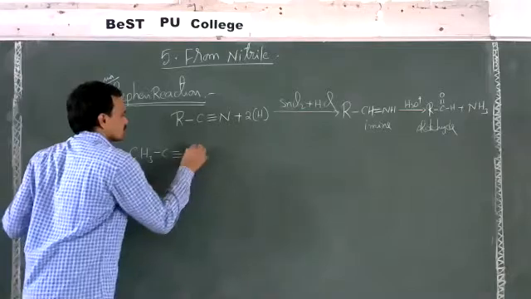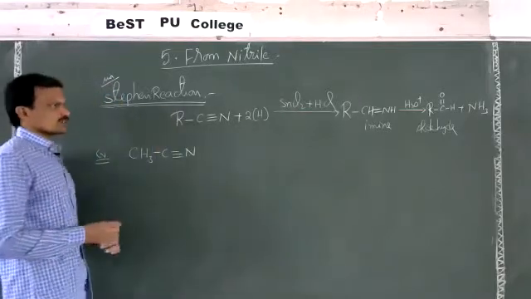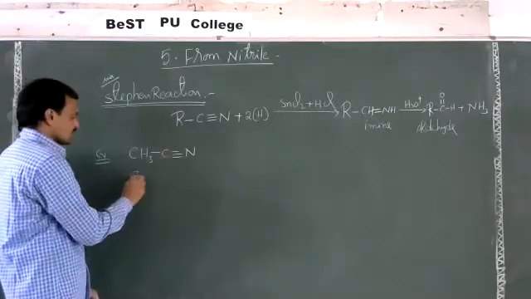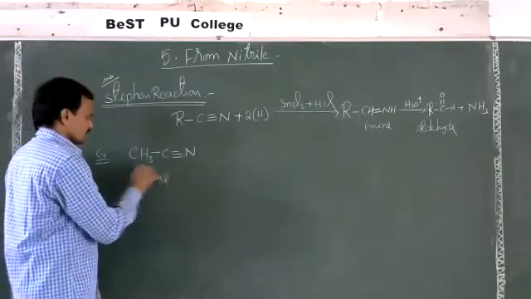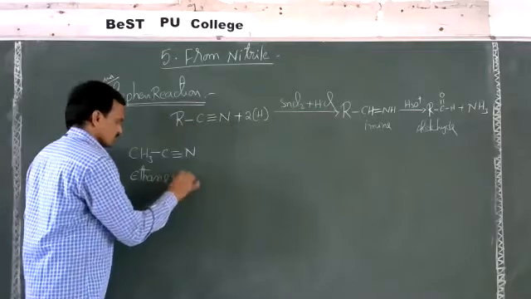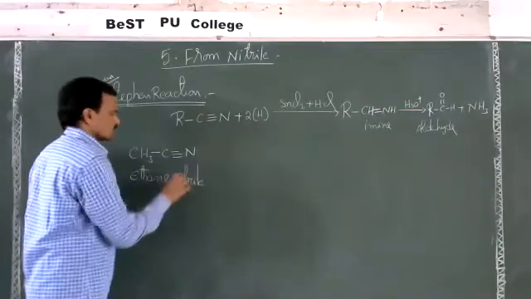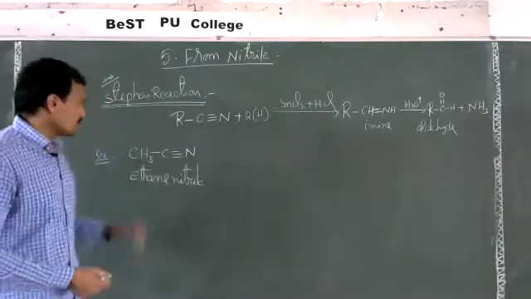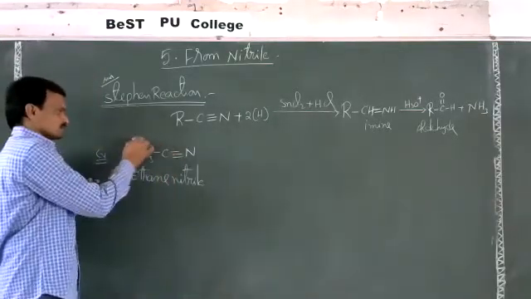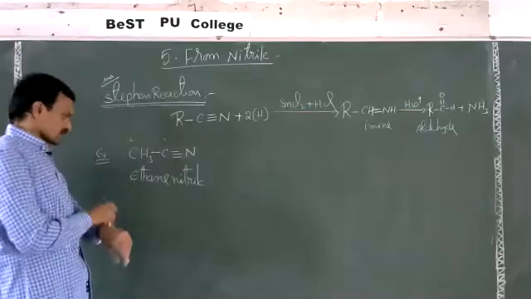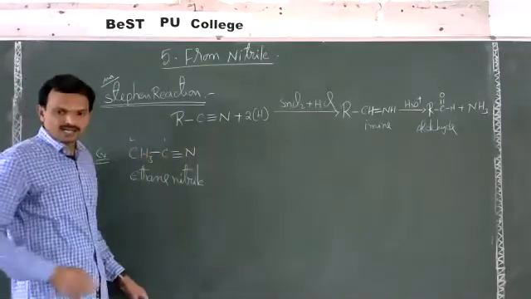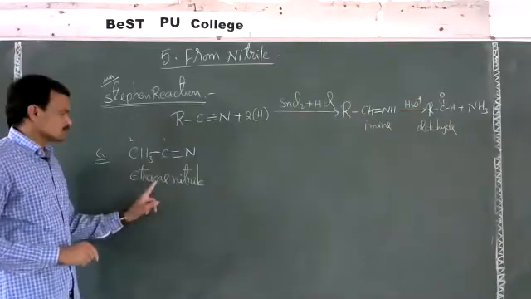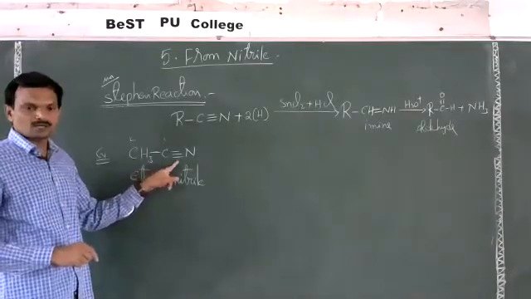CH3CN. What is the name of this compound? This is ethane nitrile, or simply the common name is methyl cyanide. Ethane nitrile: first carbon, and this is second carbon. So ethane nitrile is the IUPAC name. Methyl cyanide is the common name.